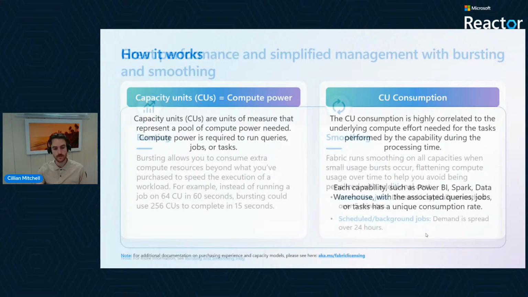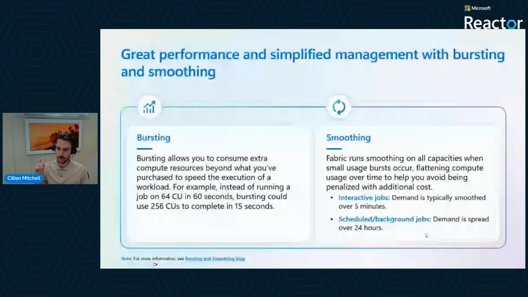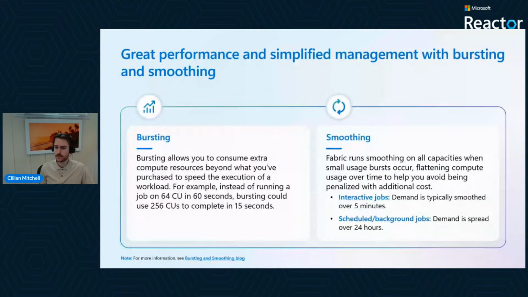But there are also some tools that we have in Fabric to help you optimize this capacity usage and hopefully just simplify managing these capacities as well. The two big ones we have are what we call bursting and what we call smoothing. Bursting allows you to consume extra compute resources beyond what you've purchased to speed up the execution of a job or a workload.